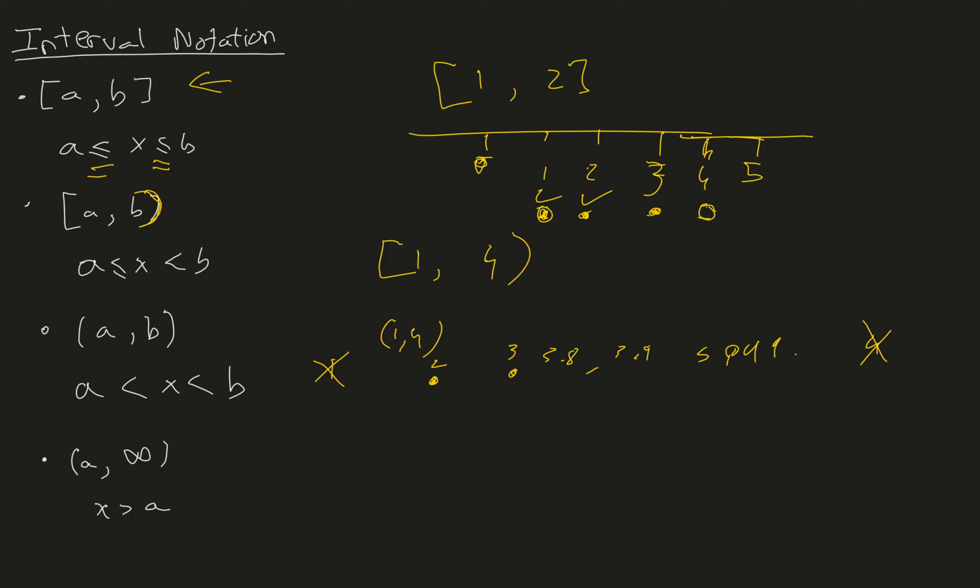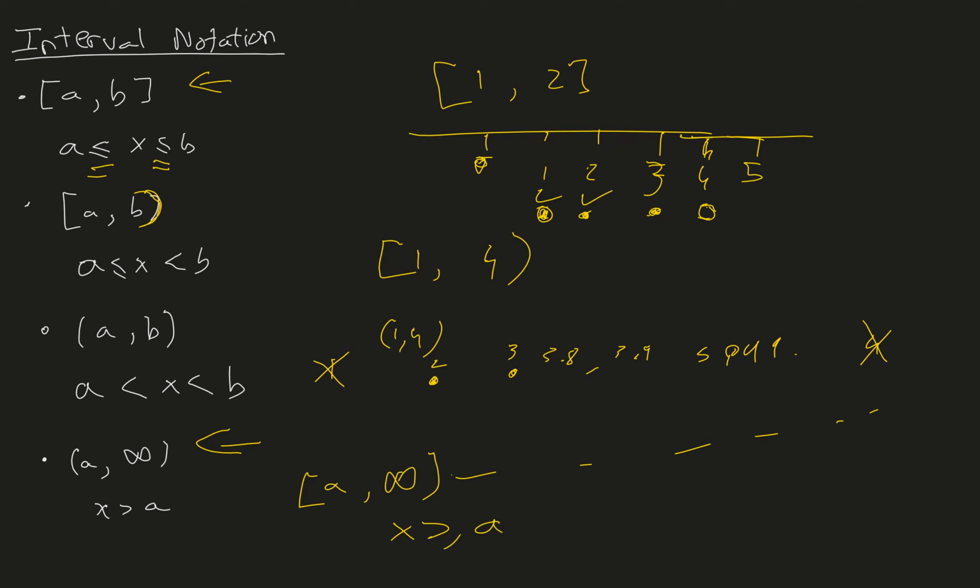So when you have rounded brackets, that means it's a is less than x less than b, it's not equal to b. And if you have such a scenario where it says a to infinity, that means x is greater than a, and there's no limit to it as it's infinite. You can go on and on and on. But if you have such a case like this, then it's x is greater than or equal to a.